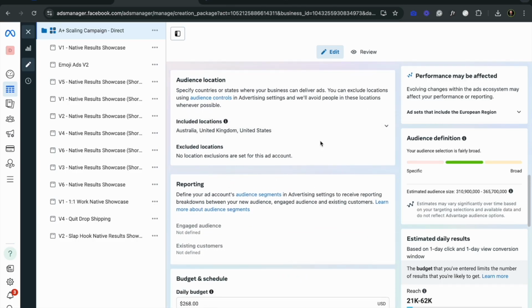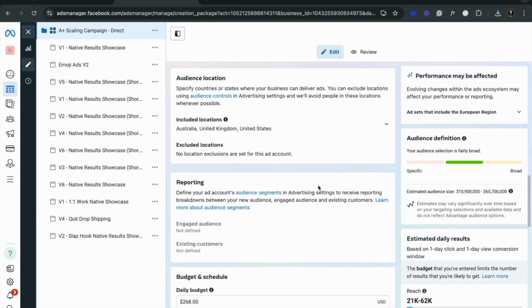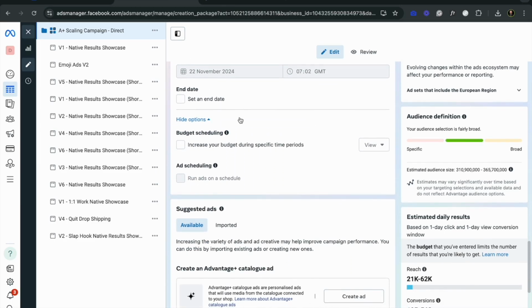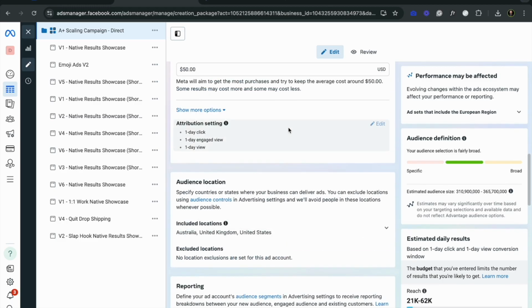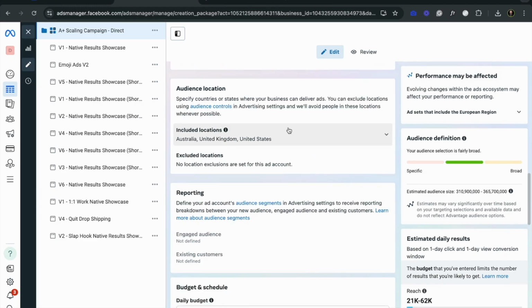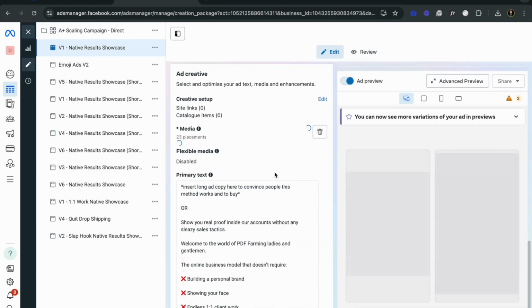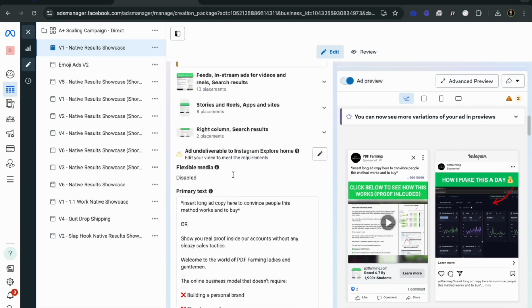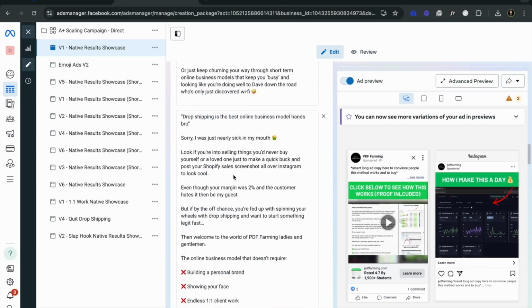Included locations, daily budget, and that's basically it. And then you're going to upload the ads. So you're going to take your winners and you're going to put them in here. Now what you can do, you can upload them from scratch, or you can do something.